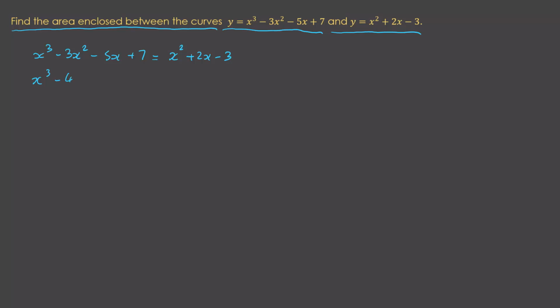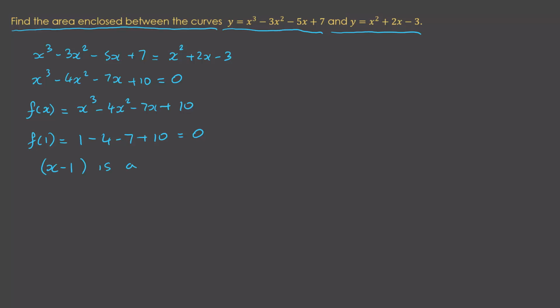Subtract x squared from both sides. Subtract 2x from both sides. Add 3 to both sides. Now, we're going to use the factor theorem. So f of x is x cubed minus 4x squared minus 7x plus 10. F of 1 is 1 take away 4 take away 7 add 10, which is 0. And that tells me that x minus 1 is a factor.